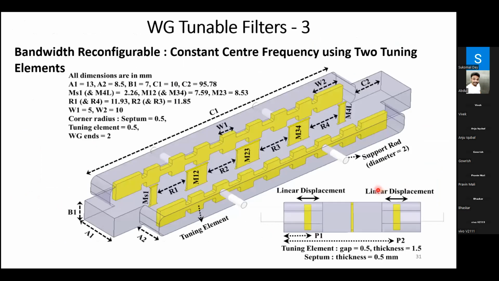So the next logical step is, can we introduce bandwidth reconfigurability also? So we proposed a waveguide filter with bandwidth reconfigurability, where we're using two tuning elements. The idea is very much similar to the first idea that we proposed, where the two tuning elements are linearly displaced. So what happens is the effective location of the single septum within the waveguide changes. So this is the A dimension of the waveguide. And as the two tuning elements are linearly displaced, the effective location of the septum changes.